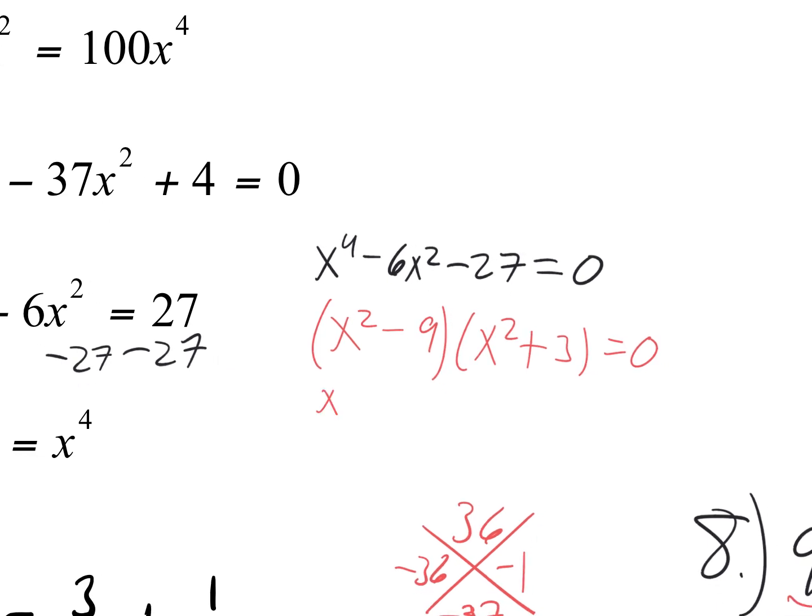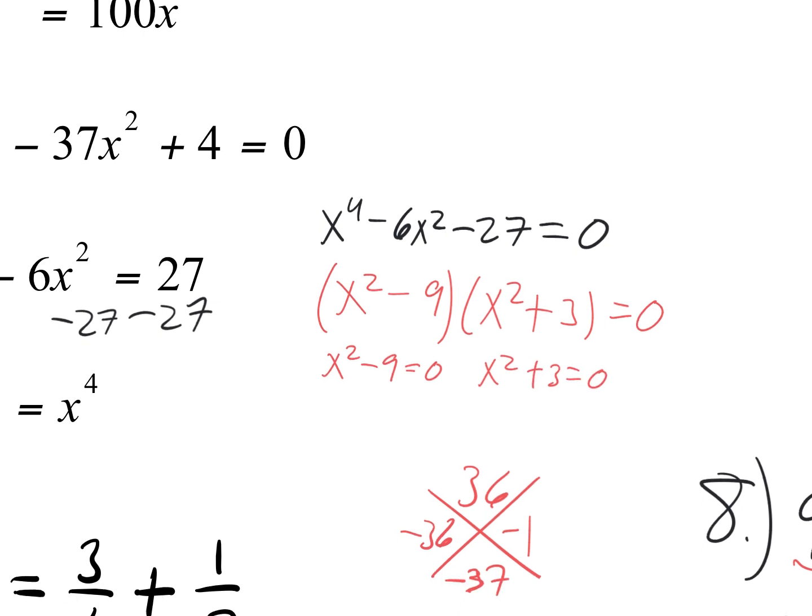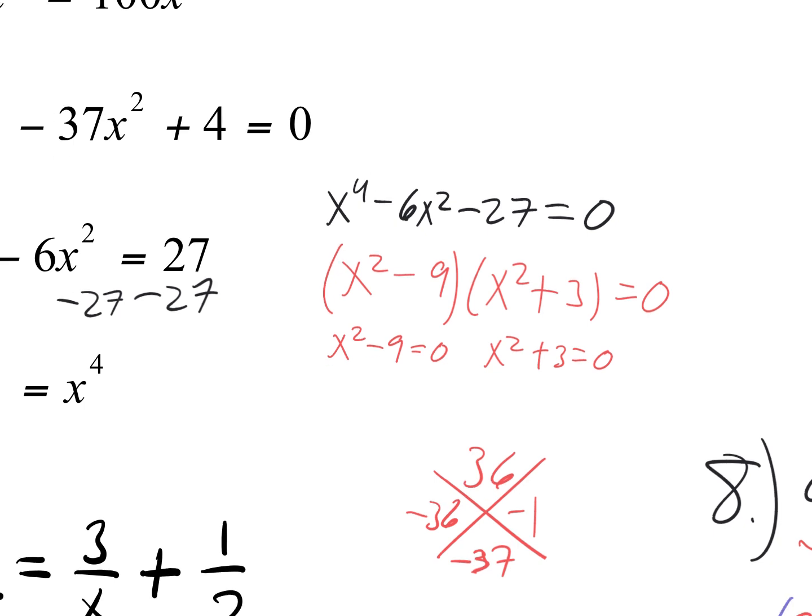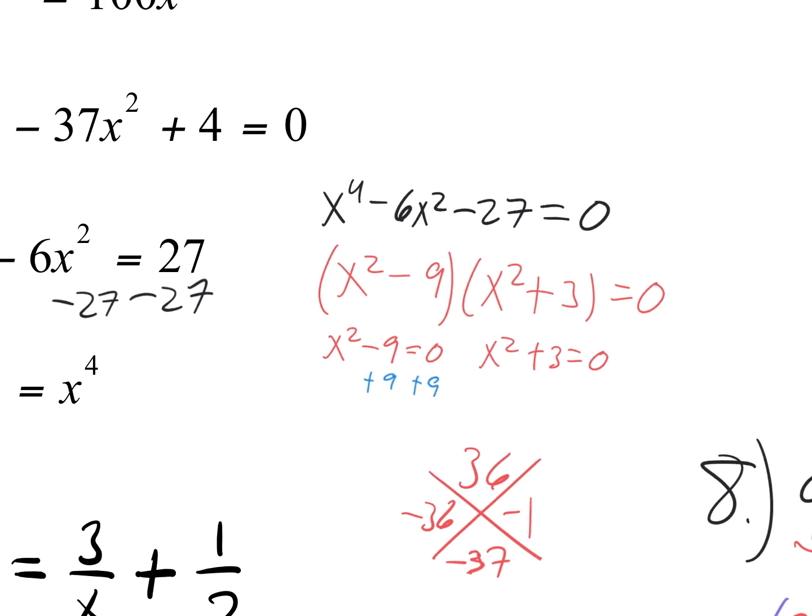And now let's set each factor equal to 0. X squared minus 9 equals 0. X squared plus 3 equals 0. And then we can add 9 on both sides. We get x squared equals 9. Square root both sides, we get x equals plus or minus 3.